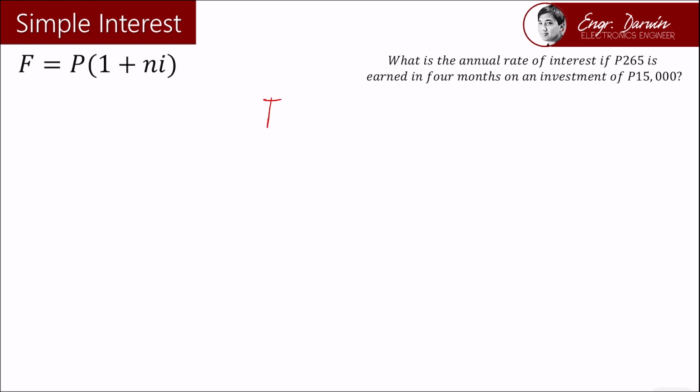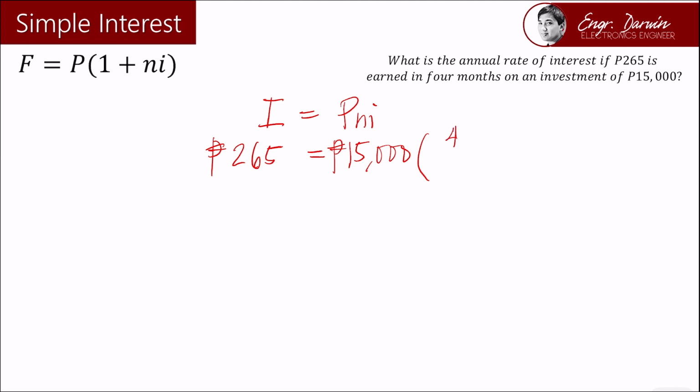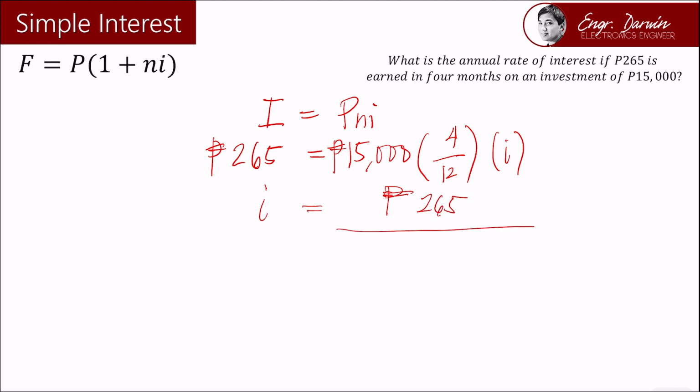So to get the interest money, that is I is equal to principal amount multiplied by your number of period and the interest rate, which is, we have given already, 265 peso. Your principal amount is this much, and then that is 4/12, because 4 months divided by 12 months, and you're looking for the interest rate. So by arranging our equation, you can have this format. Okay. So pwede natin siyang gawin ganito, and then you can encode this in your calculators.